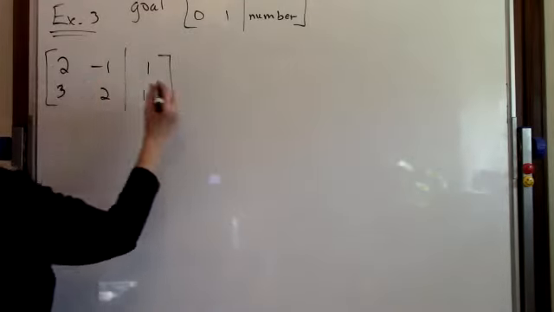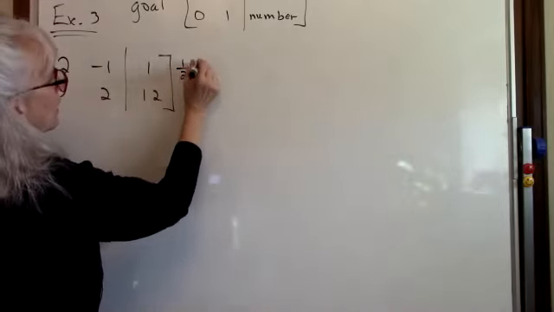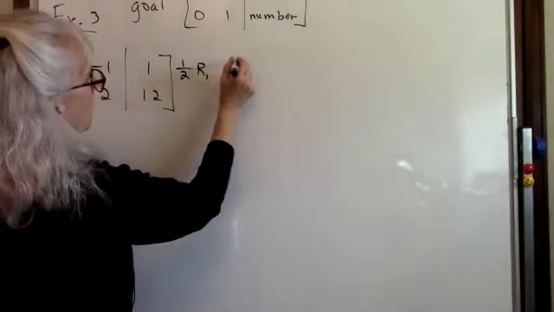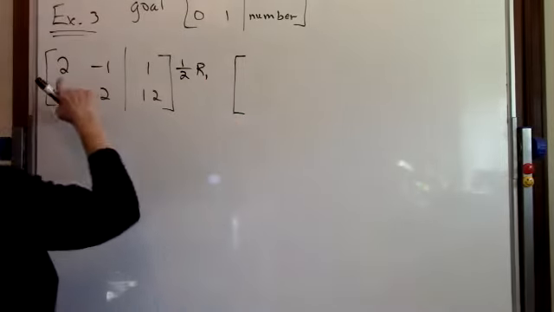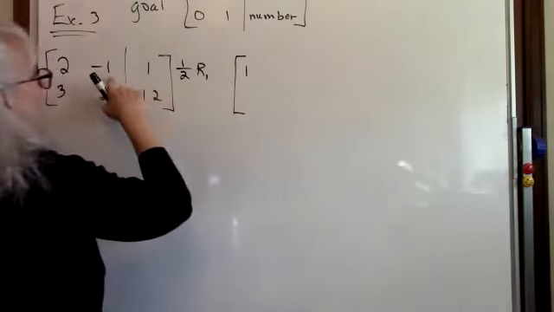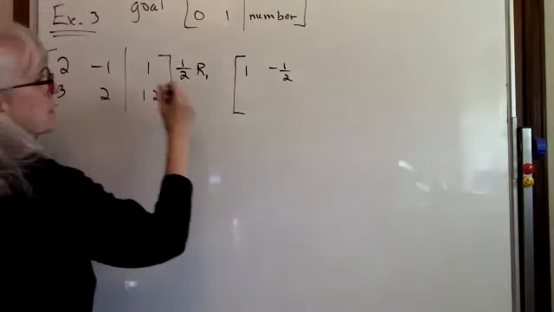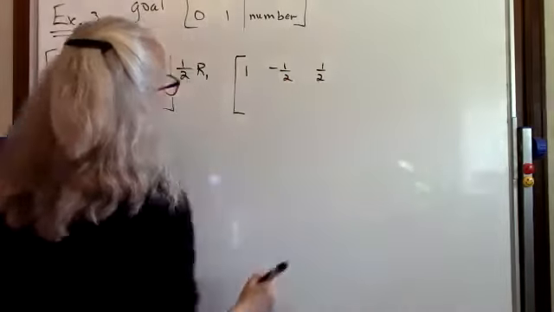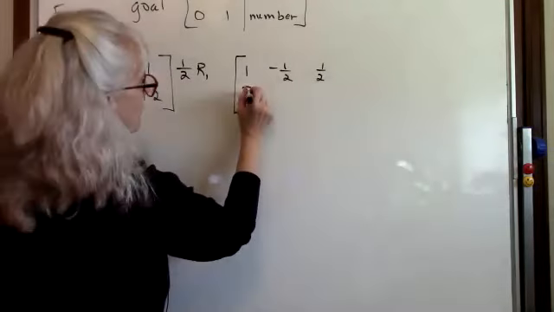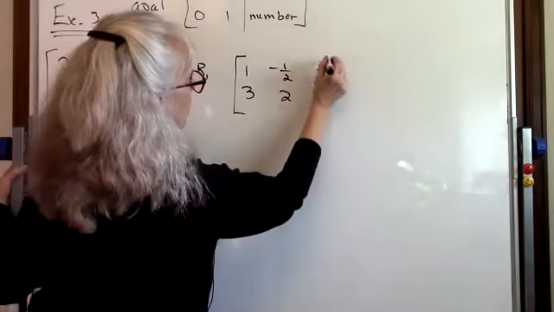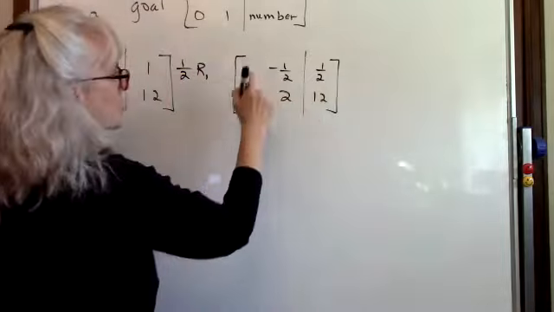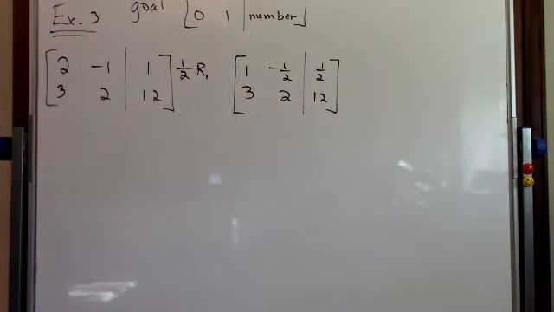We need a 1 where we have a 2, so we're just going to do 1/2 of row 1, and that's going into row 1. So half of 2 is 1. 1/2 times a negative 1 gives me a negative 1/2, and 1/2 times 1 gives me a 1/2. I'll copy over the bottom row because we haven't manipulated it yet. Okay, our first number is correct. It's right where we need it to be.